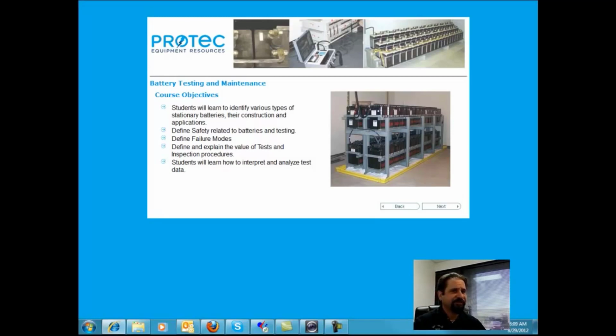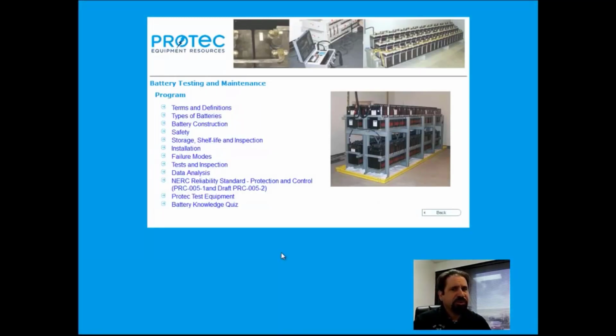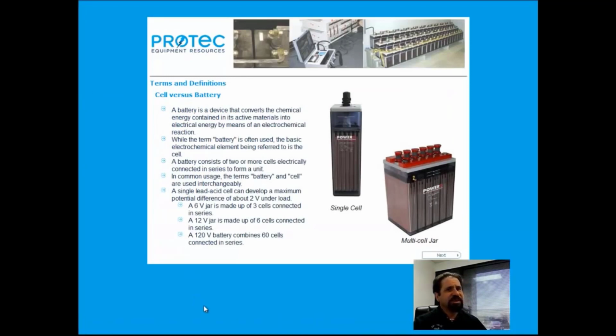Our program outline will first start with learning basic terms and definitions, types of batteries, the battery construction, safety as related to batteries, storage, shelf life, inspection, installation, failure modes, test and inspection, data analysis, a review of the NERC reliability standard, protection and control PRC 005, and we will also provide a link to a download knowledge test. We're going to start with the terms and definitions.